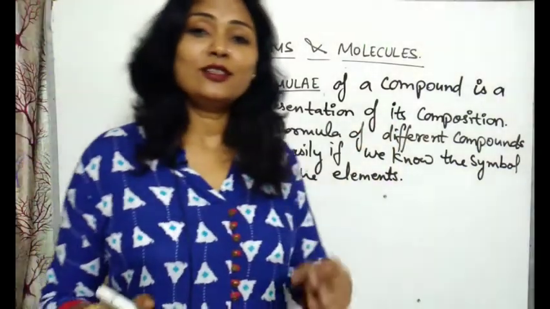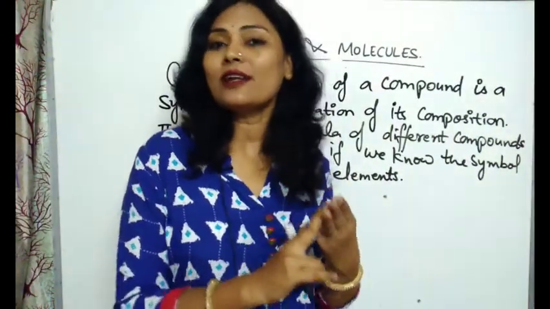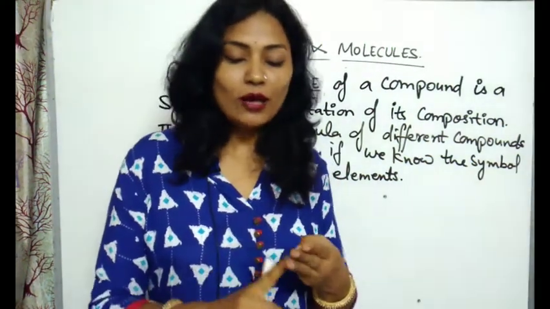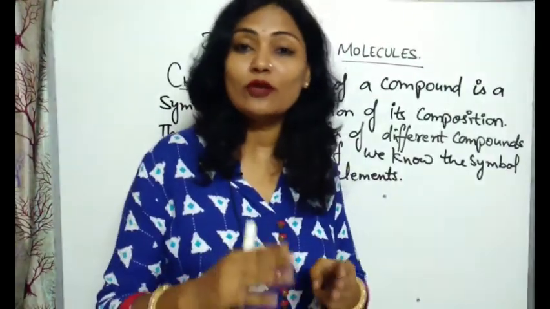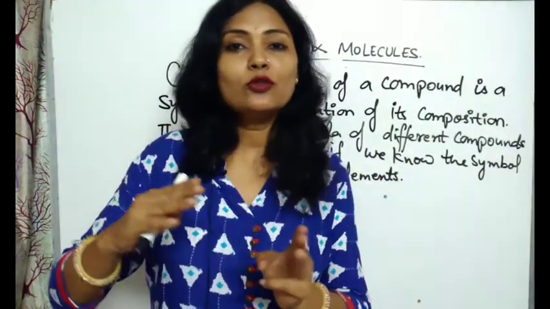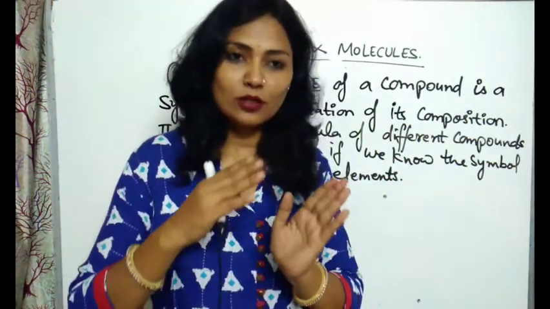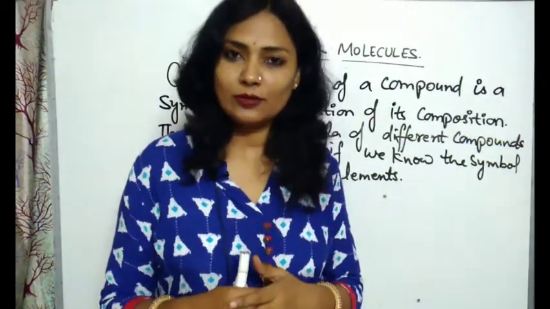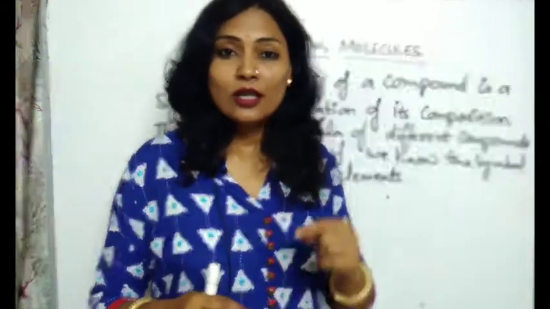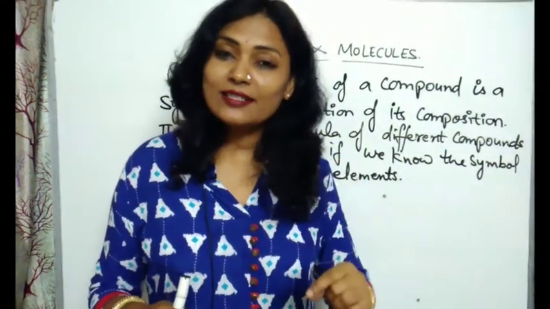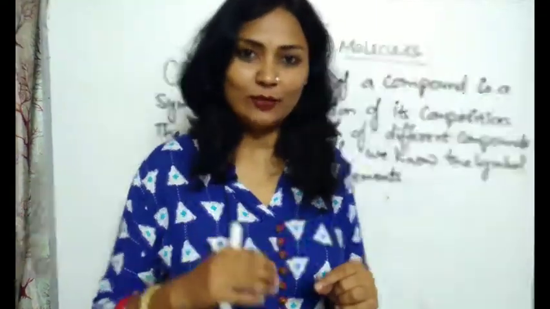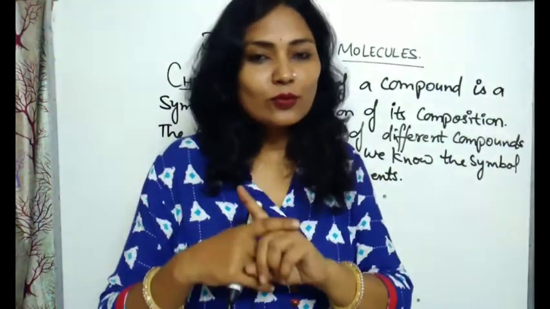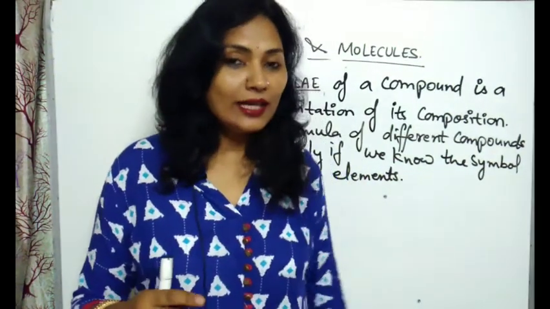Okay, and there are three main rules for writing the chemical formula. First rule, you have to write the symbols of the elements from which you want to form a compound. Second, you will write the valency at the base of the element, and third is to cross over the valency of the elements that you have written. So let us see how.